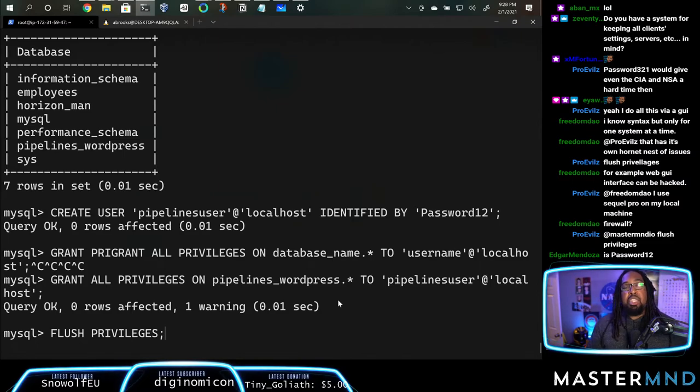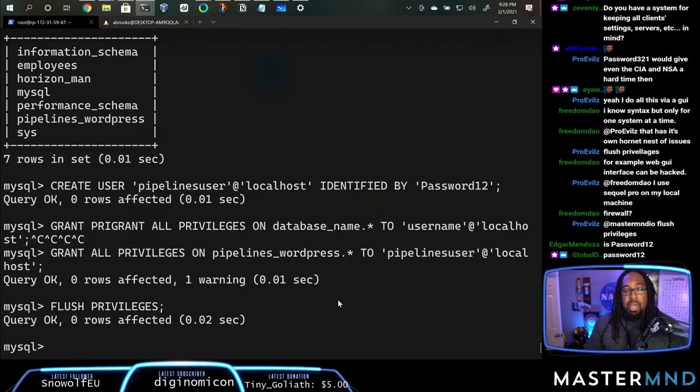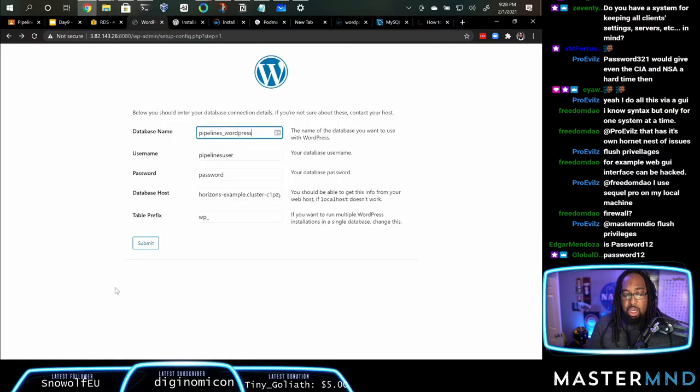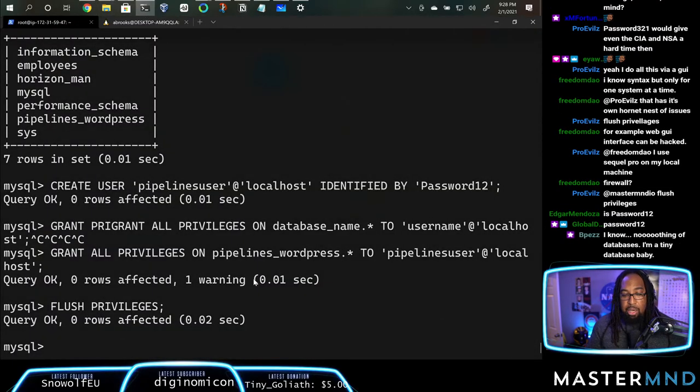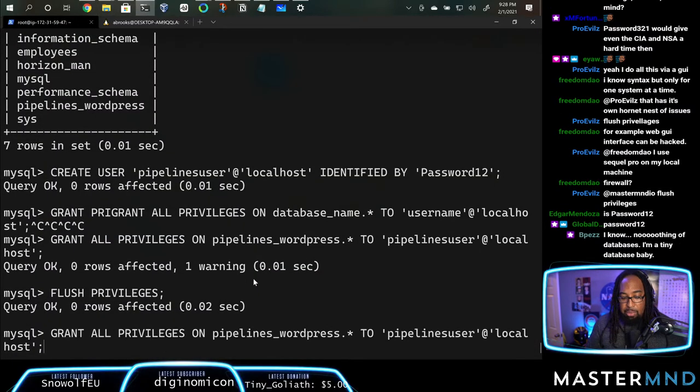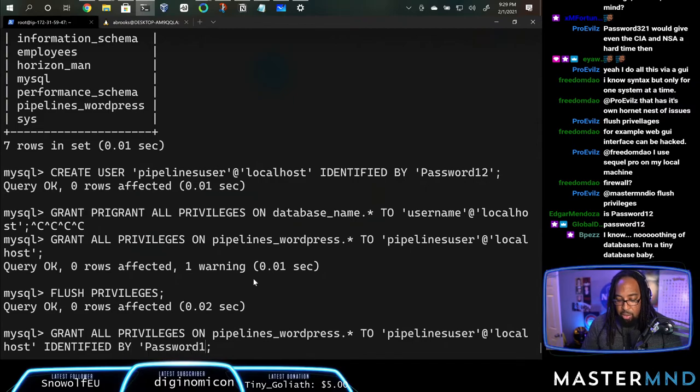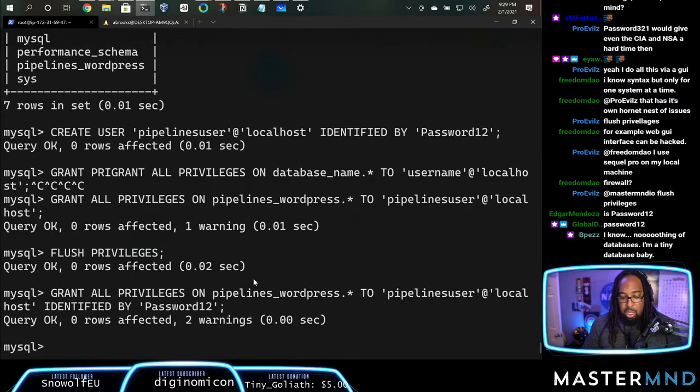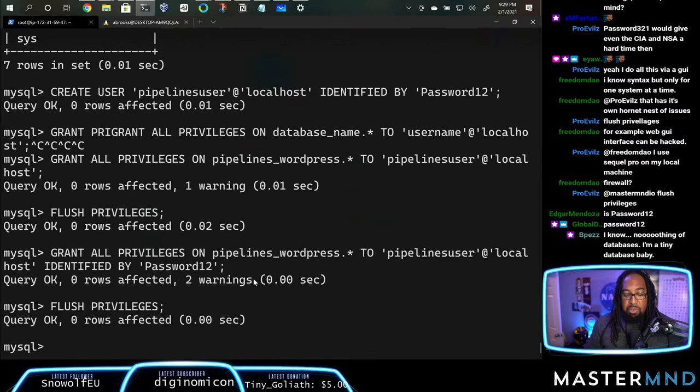Privileges is the word that I've spelled incorrectly the most amount of times ever in my life, specifically when dealing with databases, okay? All right, just so you know. This might have been the answer. It also might be that I have to identify by password section here as well. Identified by password 12. Let's try this, and then now let's flush privileges.